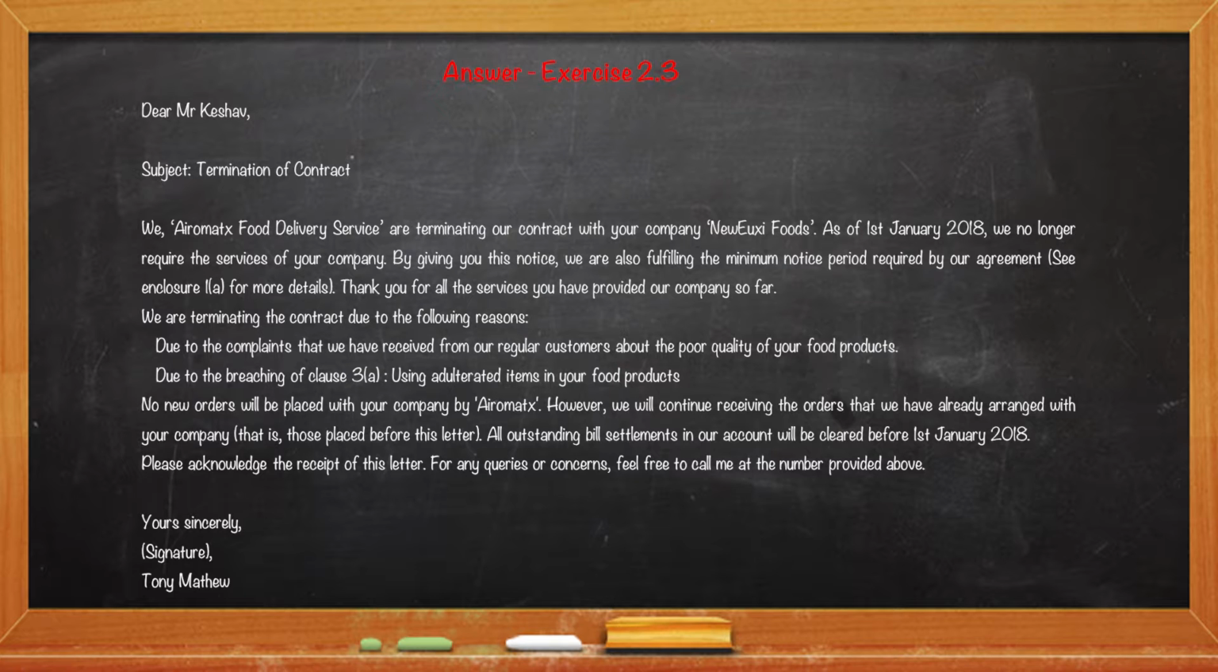No new orders will be placed with your company by Aromatics. However, we will continue receiving the orders that we have already arranged with your company, that is those placed before this letter. All outstanding bill settlements in our account will be cleared before 1st January 2018. Please acknowledge the receipt of this letter. For any queries or concerns, feel free to call me at the number provided above. Yours sincerely, signature, the name.